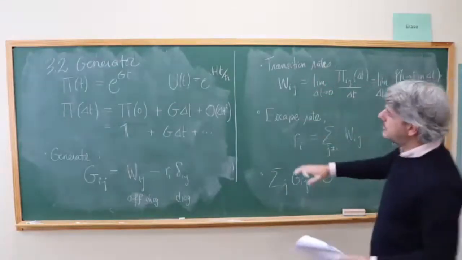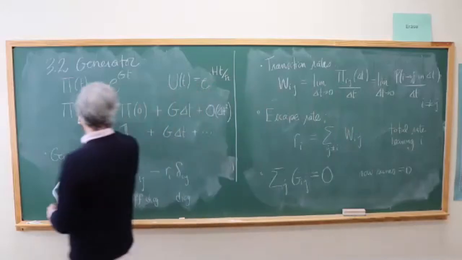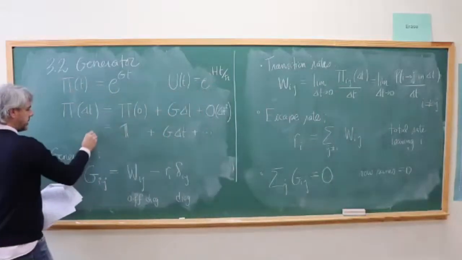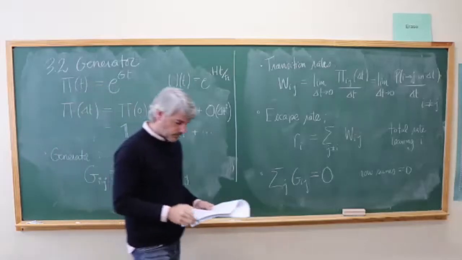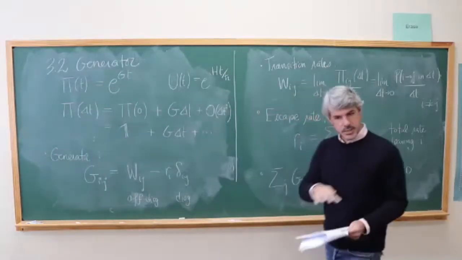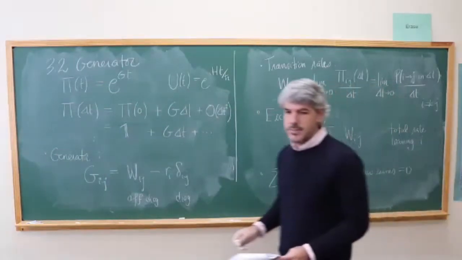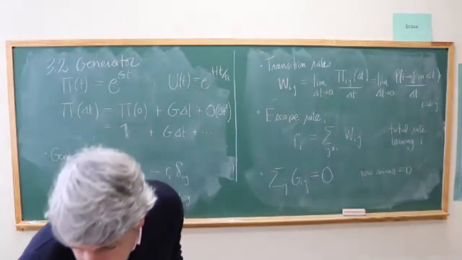Again, I'm skipping lots of things here in between, defining the generator with the Taylor expansion and actually getting to the expression of the generator. But we don't have time really to see this, but it's in the notes, and feel free to ask me questions if you have any questions about that derivation.